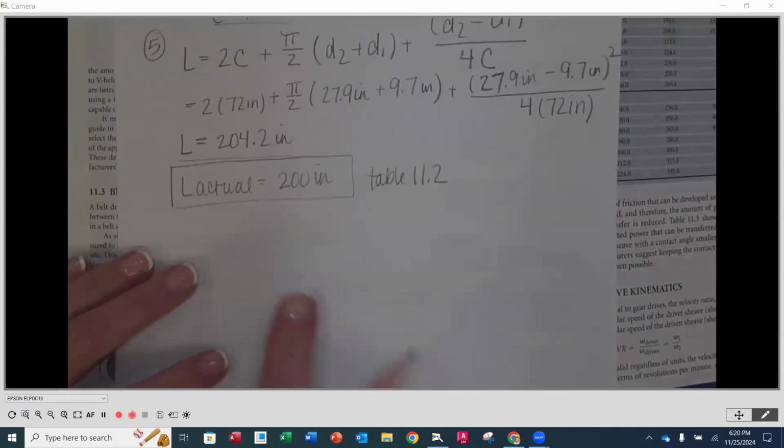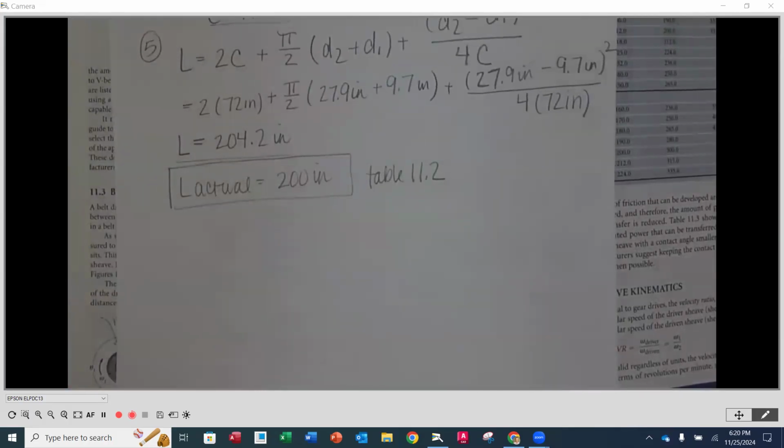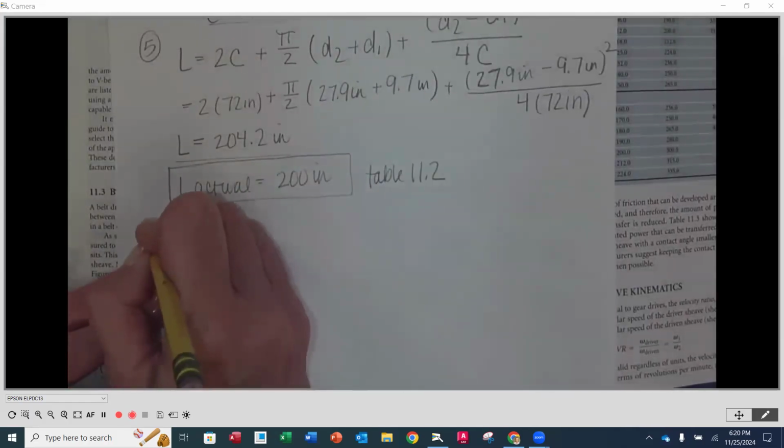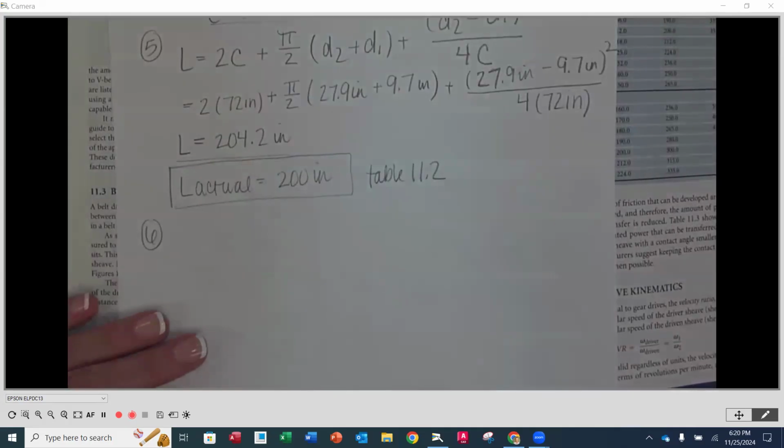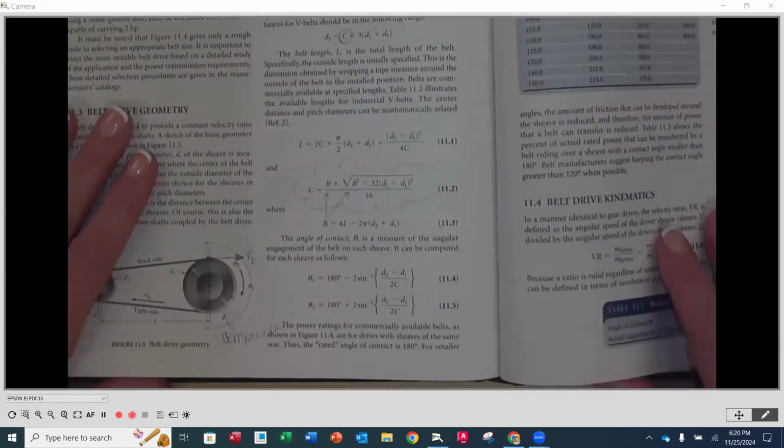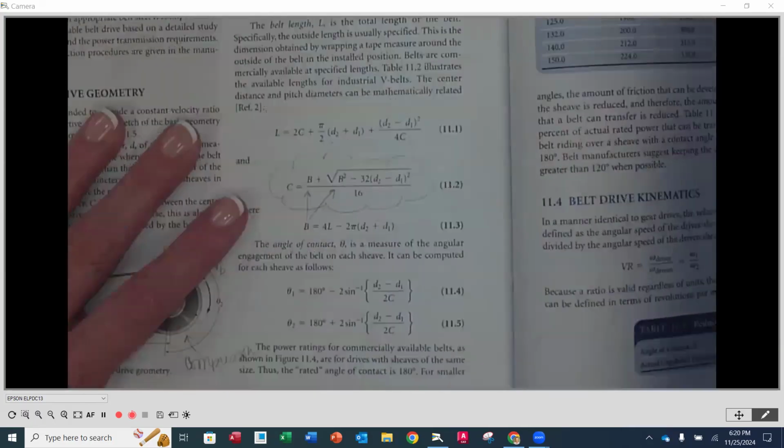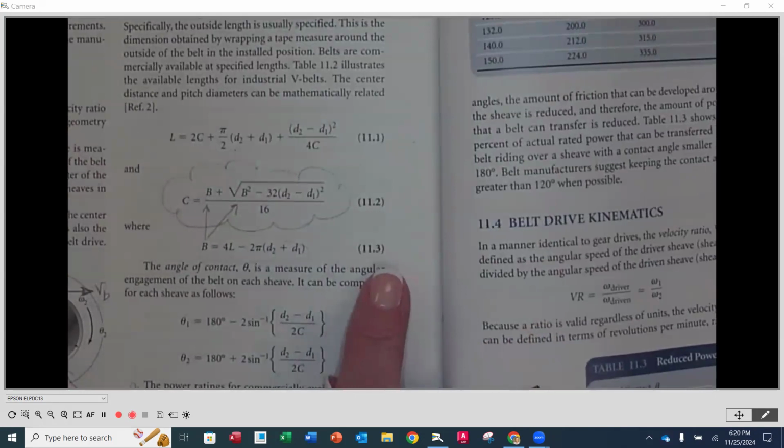All right. Now, since we picked our actual length of the belt and we know exactly what our diameters are, number 6 is going to be, we're going to calculate the actual center distance, okay? So our actual center distance is going to be using equation 11.2 and 11.3.